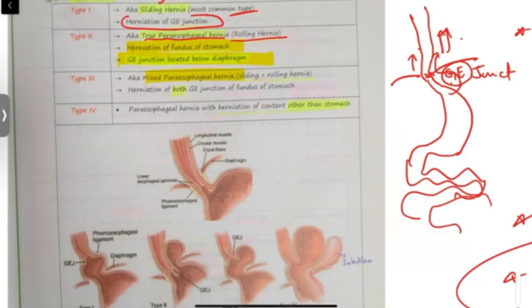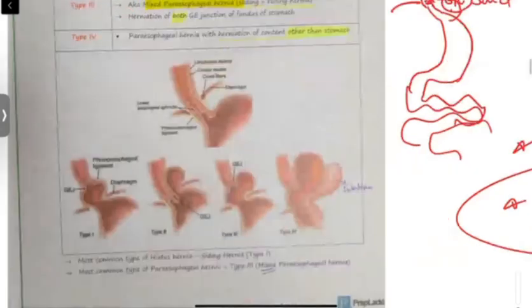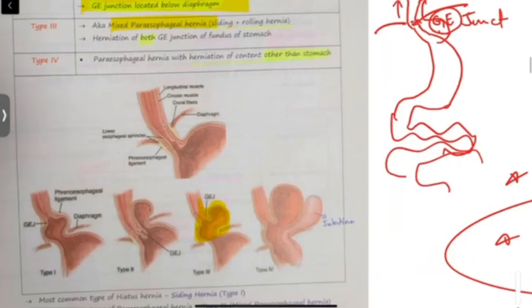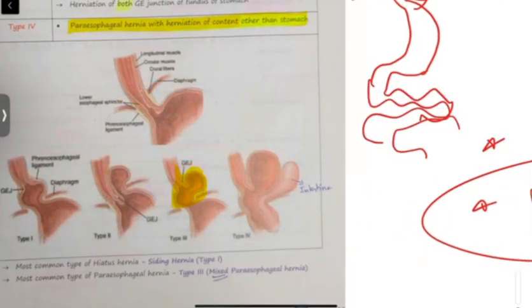ಇದರಲ್ಲಿ ಏನಾಗುತ್ತೆ, both sliding and hernia. Gastroesophageal junction has also gone up, along with that the fundus of stomach has also gone up, that is both sliding and rolling. That is type 3. And type 4, it is paraesophageal hernia with herniation of content other than stomach. Along with stomach, some intestine part has also come, that is type 4.